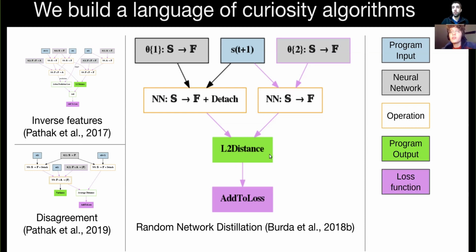And finally, we're able to define some loss function. In this program, we also use this L2 distance as the loss function itself. These gradients will backpropagate up to this neural network here but will be stopped from propagating all the way back up to this neural network here. So together, these different types of operations define our space of programs that we can search through.